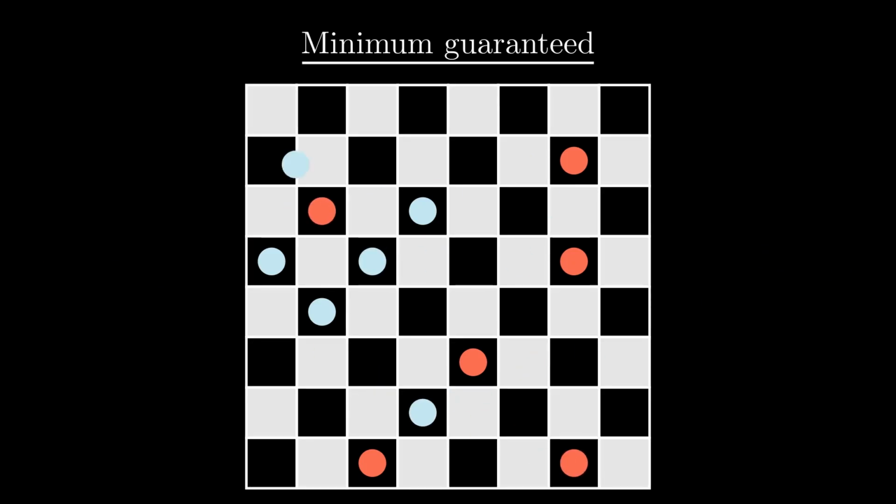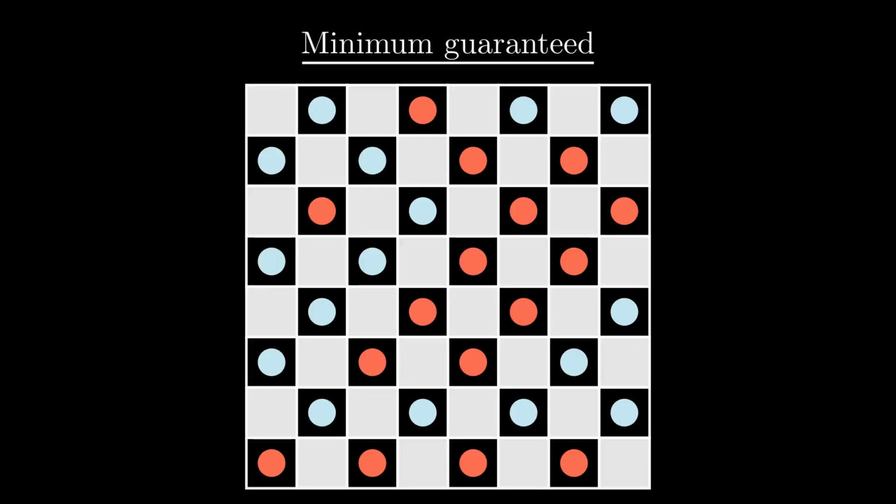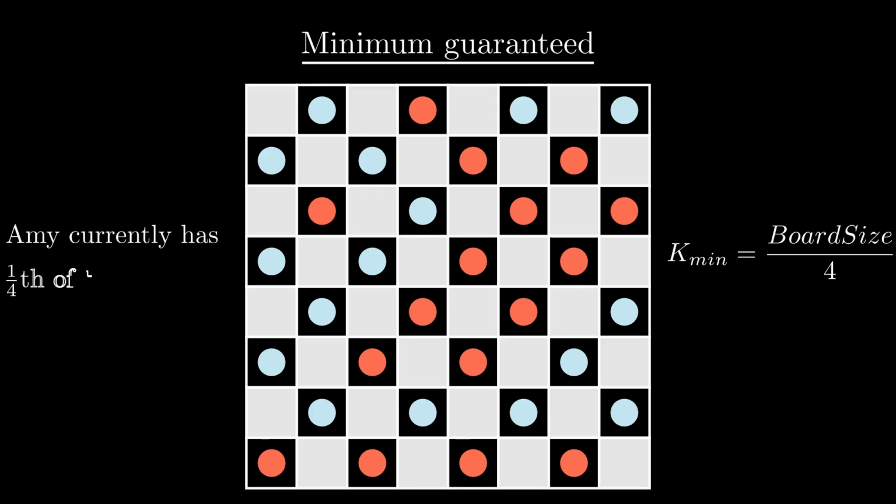Well, Ben, sensing Amy's strategy, would keep his own pieces only on black as well. Therefore, Amy only gets half of all black squares, or 1/4 of the entire board. Thus, the minimum number of pieces Amy can place on the board is 1/4 of the total number of squares, or 100 on a 20 by 20 board.